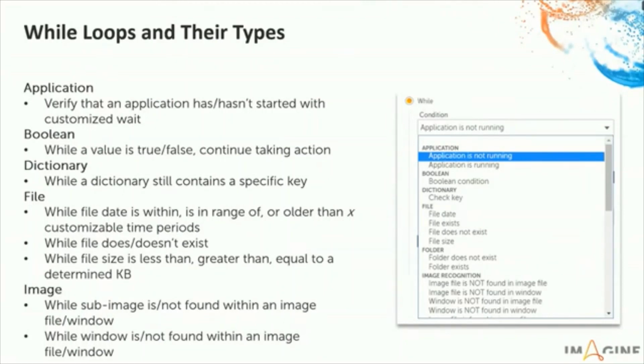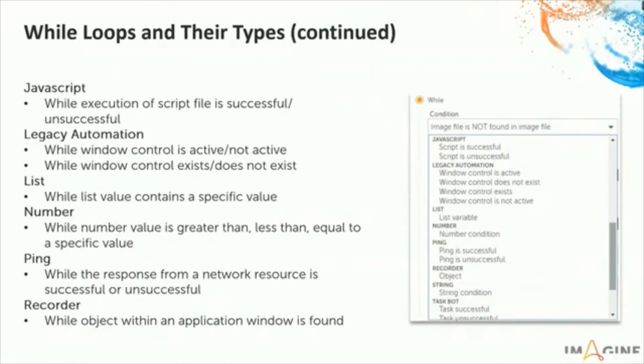So each time we loop, we're going to check that key, we're going to check the Boolean condition, we're going to check the file information, or anything within image recognition. Anything that we have a condition for, we can use that as a condition for our loops, including JavaScript, any legacy application for bots that have been migrated from previous versions, list values, numeric values. We can continue to loop as long as we have access to a specific network resource that is pingable.